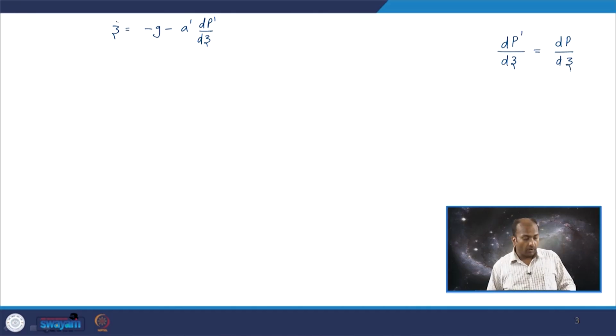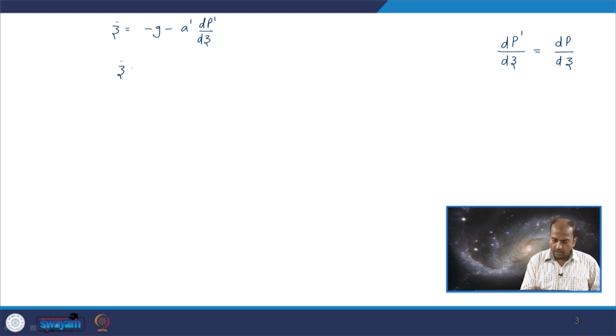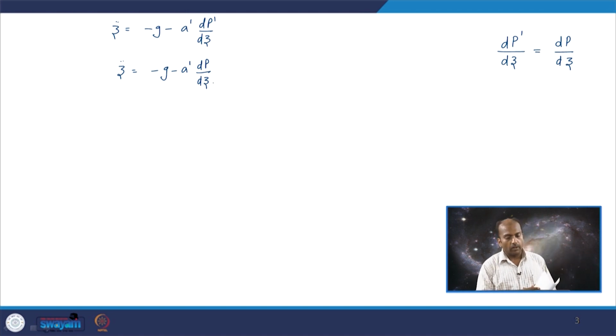So, if that is the case, then I can simply write that the rate at which the pressure changes within the air parcel must also be equal to the rate at which the pressure changes in the environment. So, I will rewrite this equation as Z double dot equals minus G minus A prime dP over dz. I have not changed anything, I just changed P prime to P using the air parcel approximation.